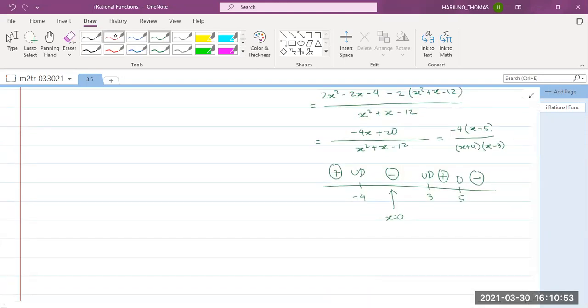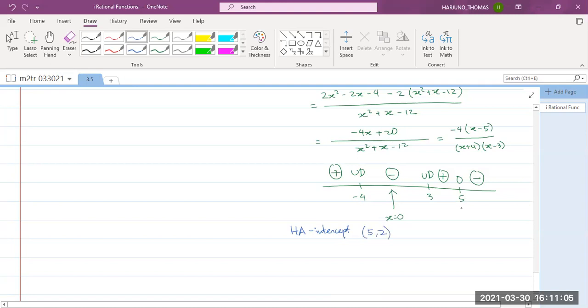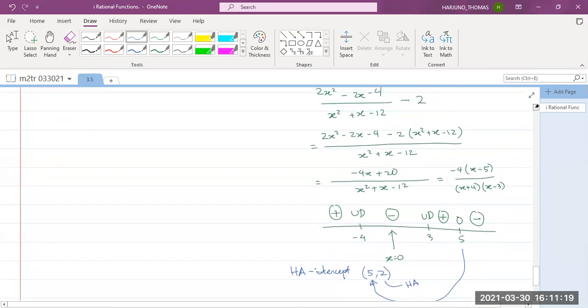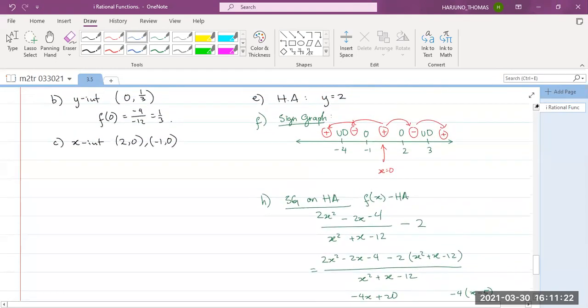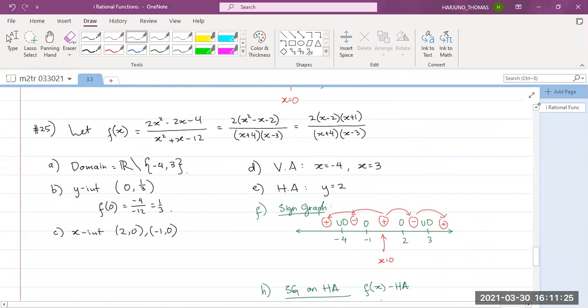So we have the horizontal asymptote intercept at (5, 2). The 5, I get it from here. Okay, the 2, that's from the horizontal asymptote. See, what happened here is we do a little part here and there. So we know the y-intercept, x-intercept, vertical asymptote, horizontal asymptote, sign graph on the horizontal asymptote. We even have the horizontal asymptote intercept.